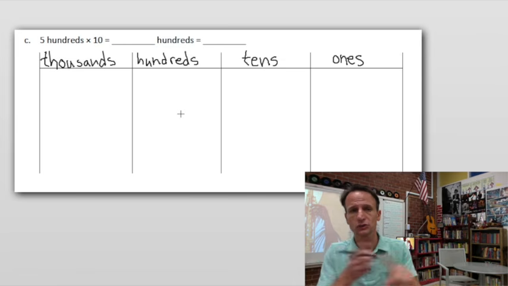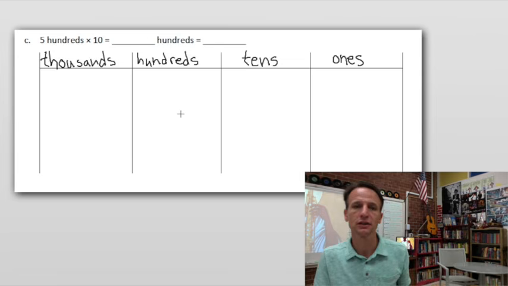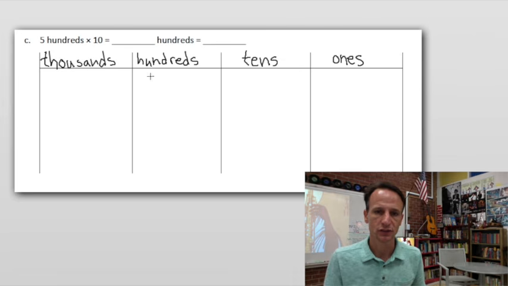So you can switch the order of the add-ins or the factors, the numbers you're adding or multiplying, and get the same sum or product. It's commutative. So it doesn't matter that the 500s come first. So let's draw those 500s.